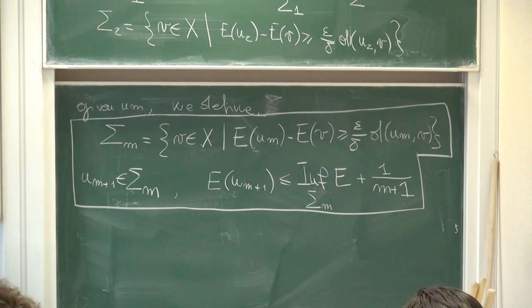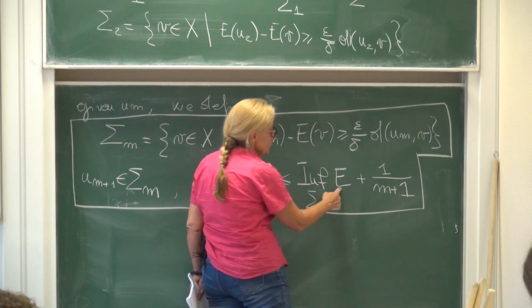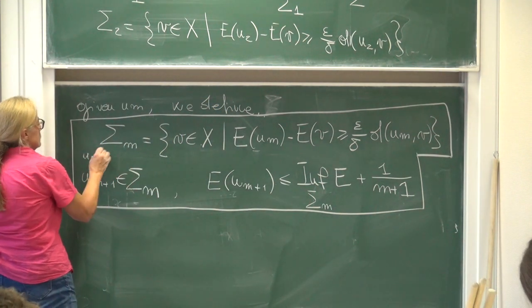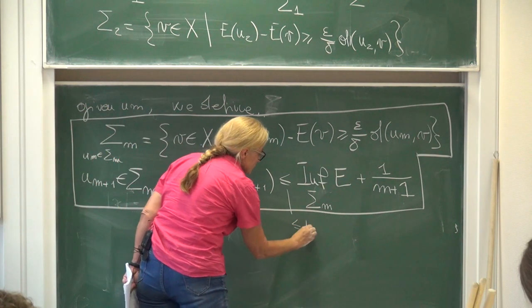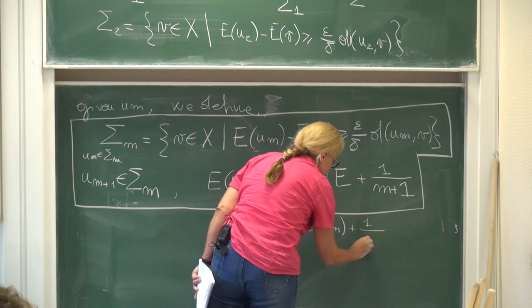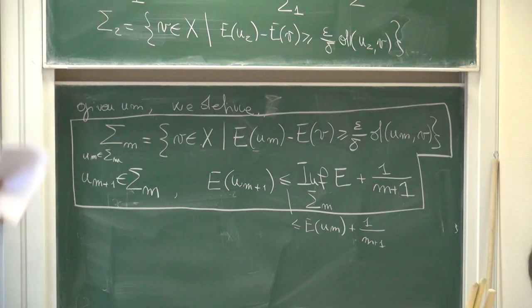Just to notice that since U_m belongs to sigma_m trivially, then this is smaller or equal than E of U_{m+1}, plus 1 over m plus 1, which is smaller than something by the setting we are in.